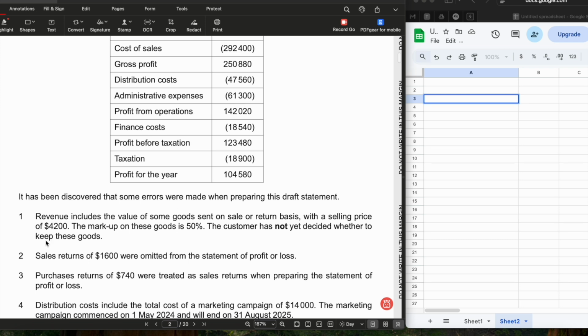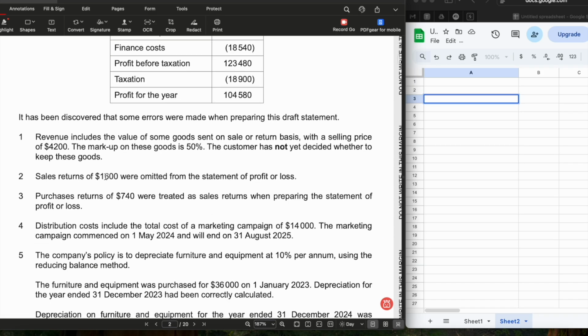statement. Number 1, revenue included the value of some goods sent on sales or return basis with the selling price of 4,200. Markup on these goods is 50%. The customer had not yet decided whether to keep these goods. So this is the amount included in the revenue, but the customer hasn't confirmed the sale yet. So we need to remove it from the sales and then include the amount of the cost in our closing inventory. So we'll do that calculation in a while.